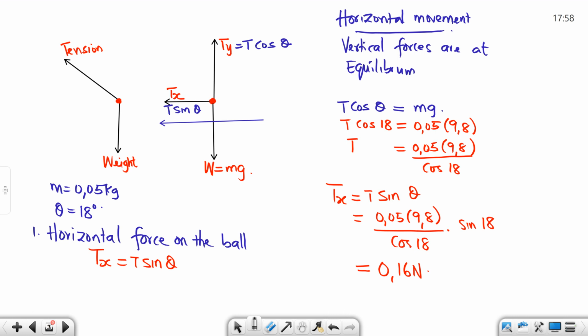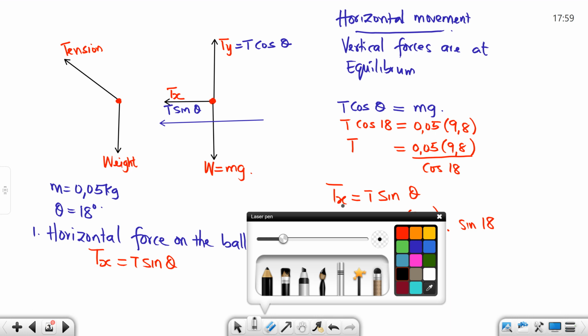Guys, we should be done. There's only one way to calculate acceleration. Guys, use the direction of motion. Which force is causing the object to move? It is the horizontal force. The object is moving horizontally. So use your horizontal forces. And which one is the horizontal force? Tx. So what do we say?